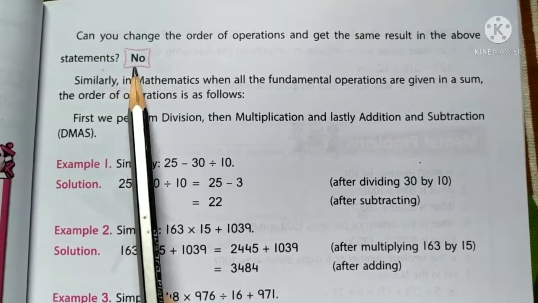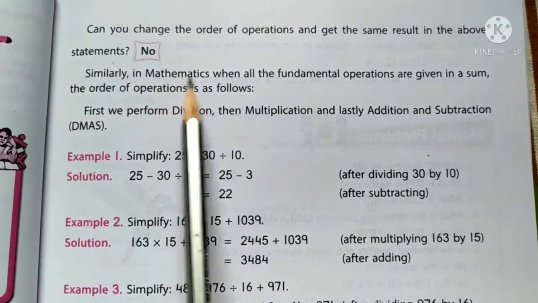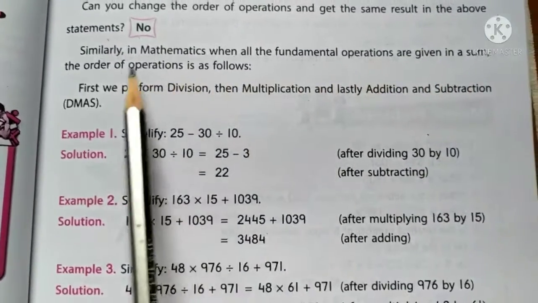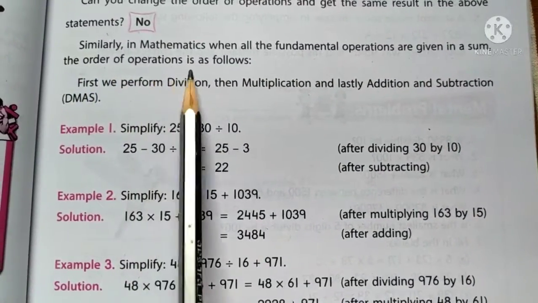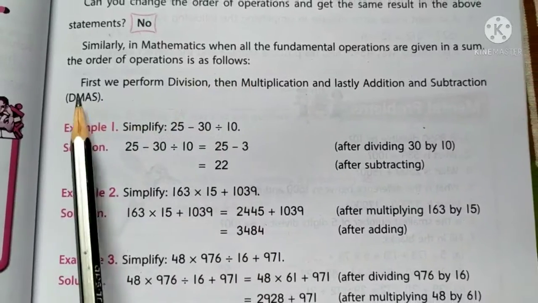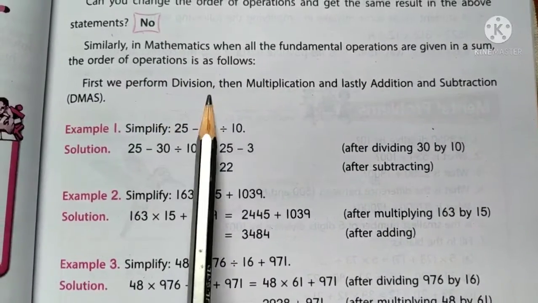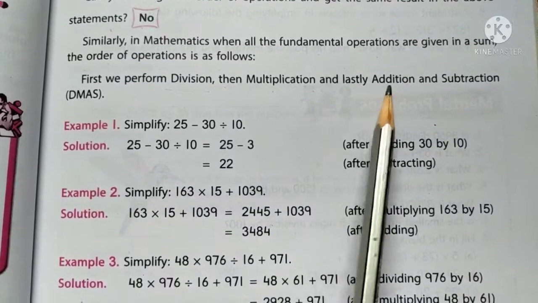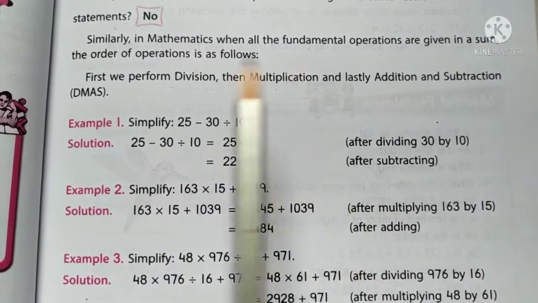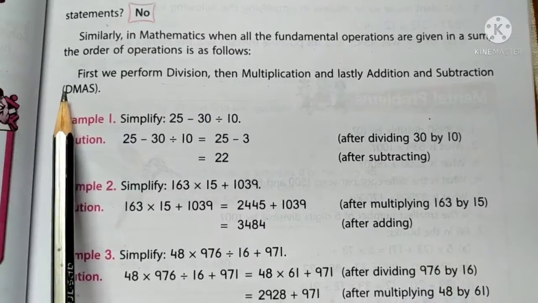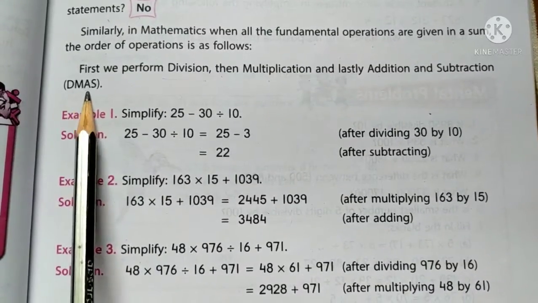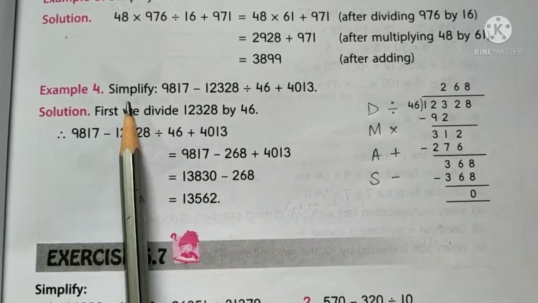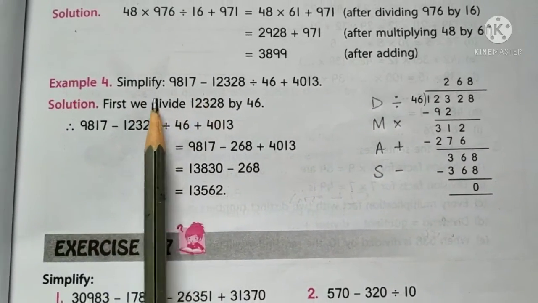No, right? So similarly in mathematics, when all the fundamental operations are given in a sum, the order of operations is as follows. First we perform division, then multiplication, and lastly addition and subtraction. In short, it is represented as DMAS. Let us understand this by an example.